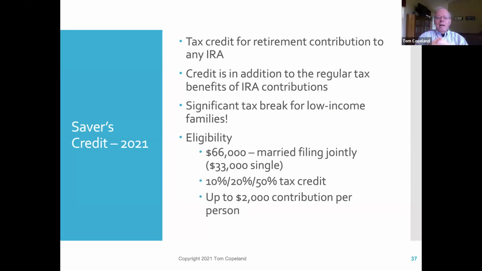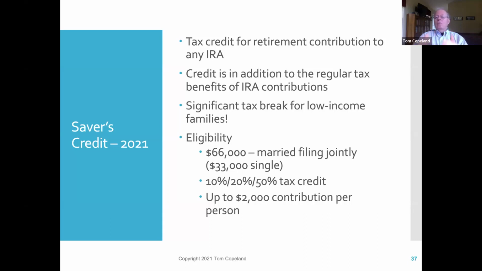In order to be eligible for this Savers credit, you have to be low income. So if you're married, your profit and your spouse's gross income has to be less than $66,000. If you're single, your profit has to be less than $33,000. You can contribute up to $2,000 per person to any IRA. And depending on how low your family's income is, you can get a tax credit of 10, 20, or 50%.